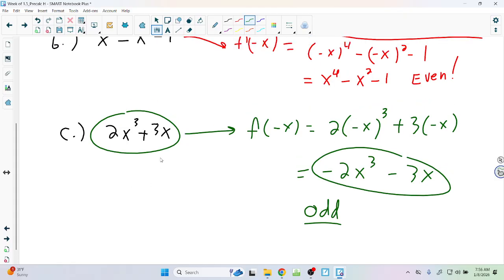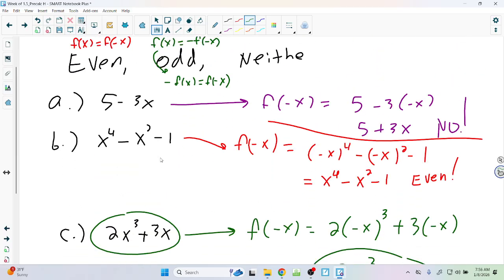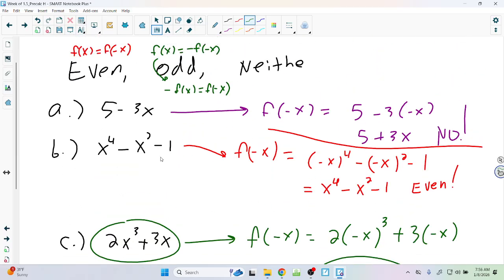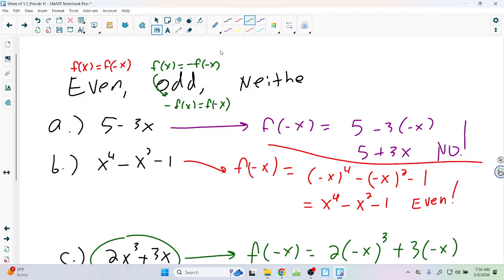So again, if I was going to say the steps, basically what we care about is what f of negative x is. If it's exactly the same as the original, then it's an even function. If it's the negative of the original, then that's an odd function. And of course, many will be neither.